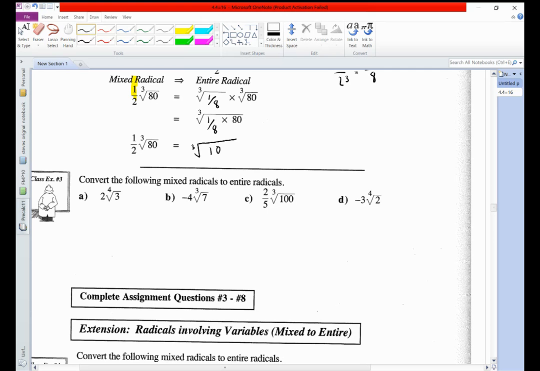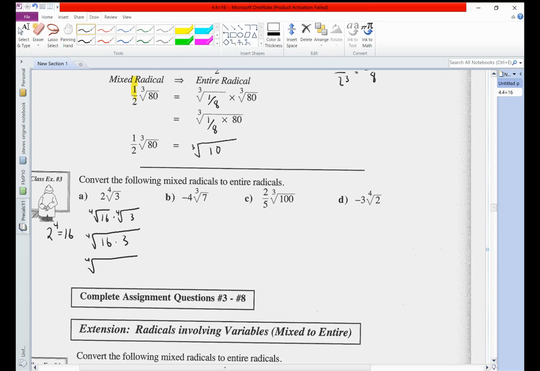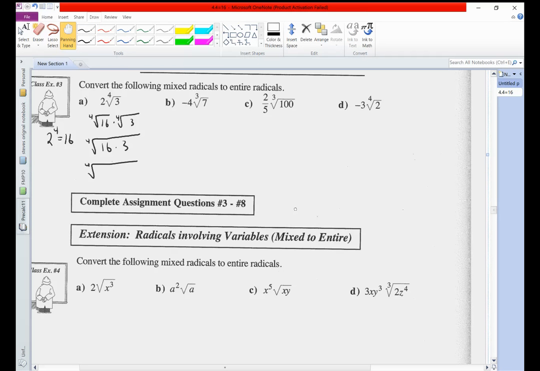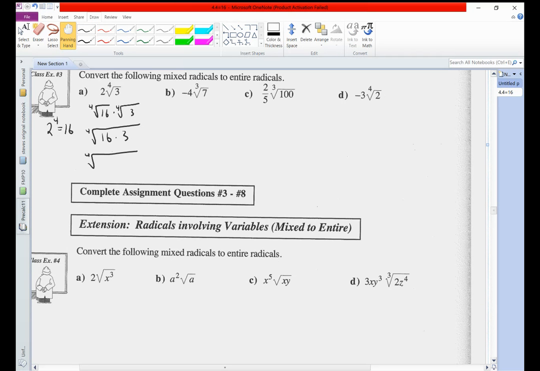So here we have 2 multiplied by the fourth root of 3. So if you say 2 to the power of 4, you will get 16. So that is the fourth root of 16 multiplied by the fourth root of 3, which is the same as the fourth root of 16 times 3, or to simplify even further, the fourth root of 48.